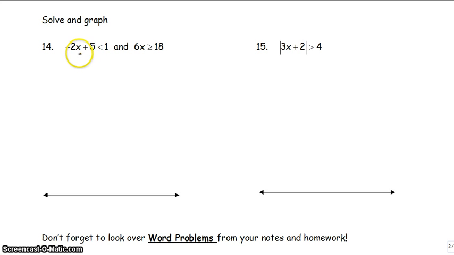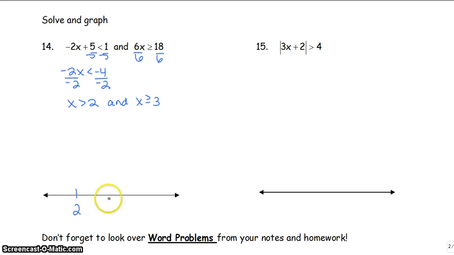So we want to isolate our x, we move the 5 over. We've got a negative 2x is less than a negative 4. We divide by a negative 2 on each side. Since we're dividing by a negative, we've got to flip that less than to a greater than. A negative divided by a negative is a positive 2. Divide by 6, and x is greater than or equal to 3.